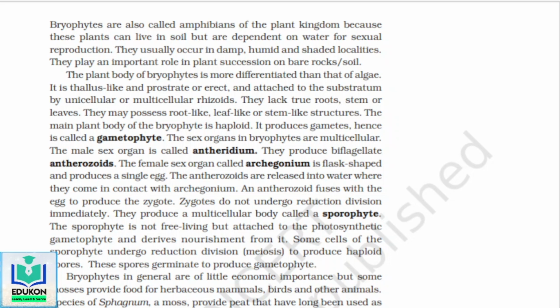So the sporophyte is not free living; it is attached to the photosynthetic gametophyte, which derives its energy with the help of photosynthesis, and it derives nourishment from it. Some cells of the sporophyte undergo reduction division, that is meiosis, to produce haploid spores. Some cells, not all. These spores germinate to produce the gametophyte. Now we have seen how exactly sexual reproduction occurs in bryophytes.